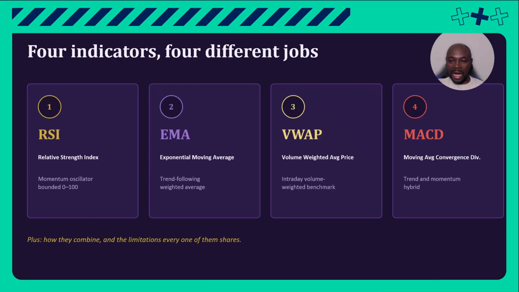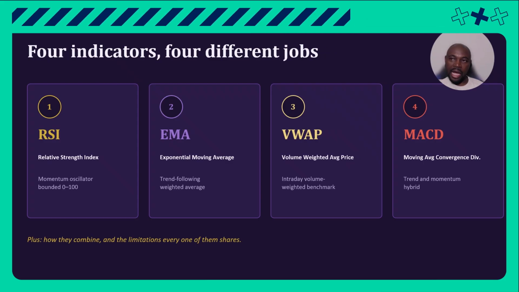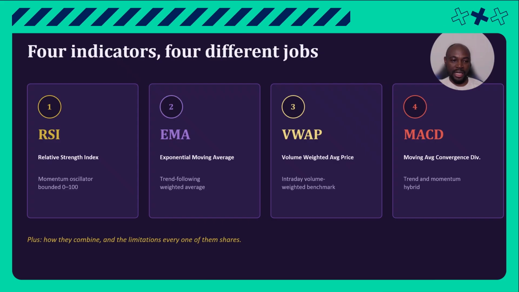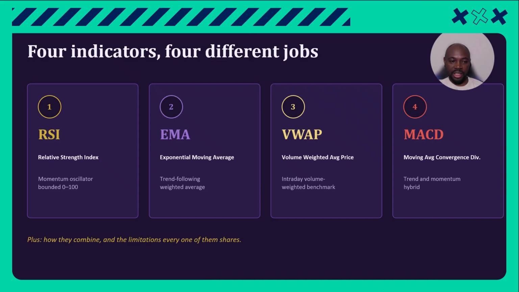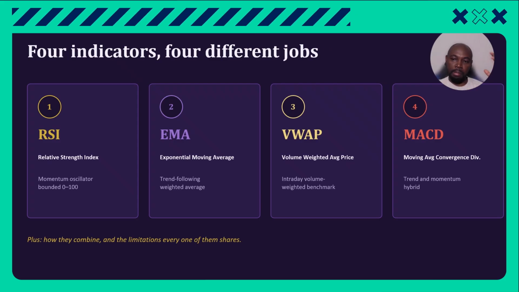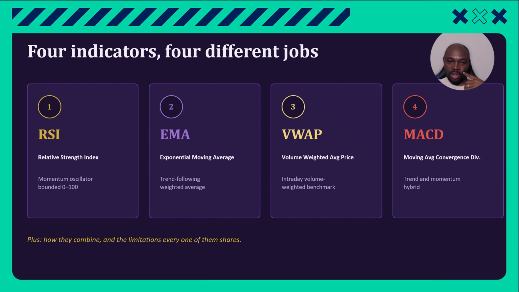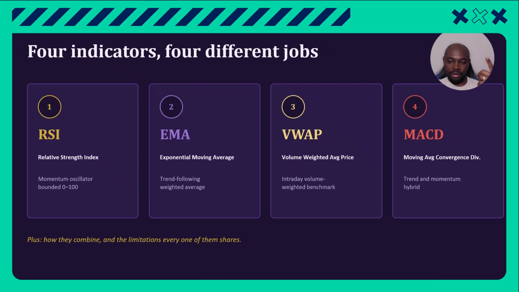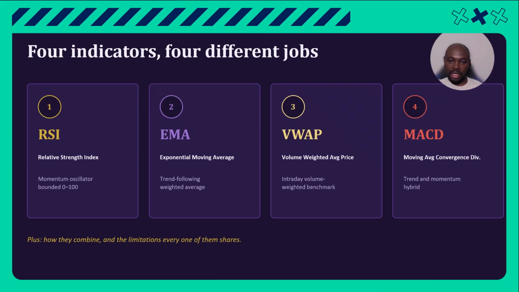Each indicator answers a different question. We're looking at four indicators. Let's start with RSI, the relative strength index. What it's trying to emphasize is: is the move stretched? What is the tension in the move? Is it extensive? What EMA, the exponential moving average, is doing is telling us which way the price is trending. Is it trending upwards?